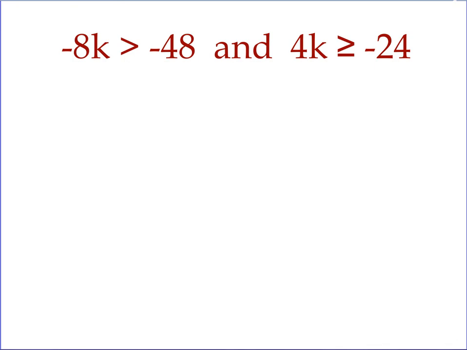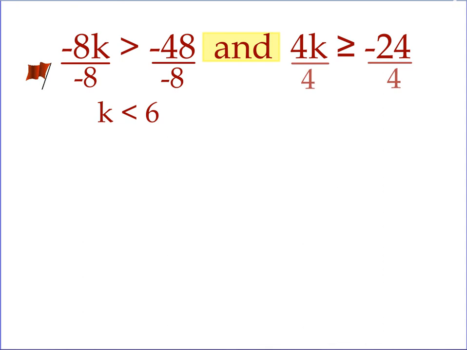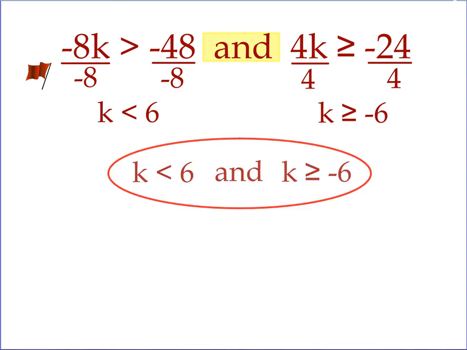Sometimes you'll see and compound inequalities written as 2 separate inequalities. To solve the first, we divide by our coefficient of negative 8. Since we're dividing by a negative coefficient, we flip our inequality. In the second inequality, we divide by positive 4. We don't need to flip our inequality that time, and we get k is greater than or equal to negative 6. Since we have the word and, we don't need to combine the two inequalities. It's okay to write it as is.